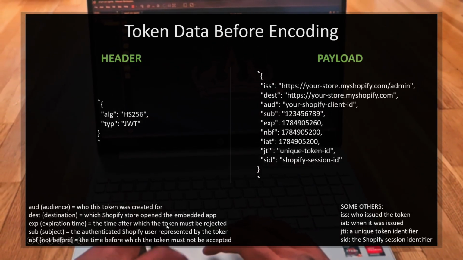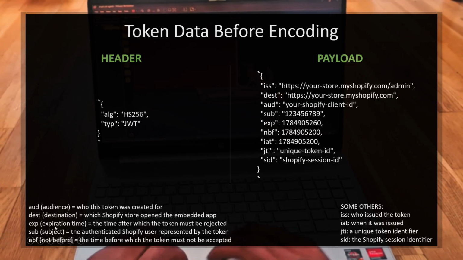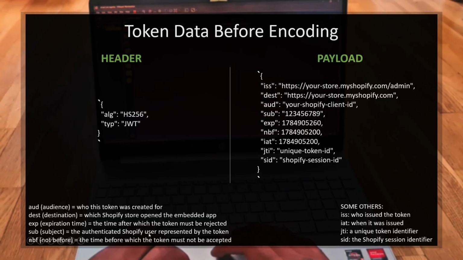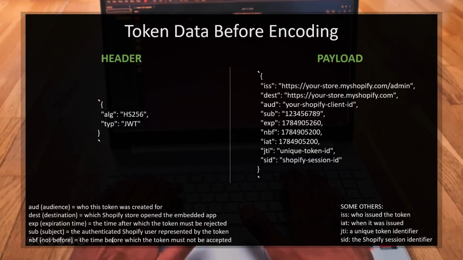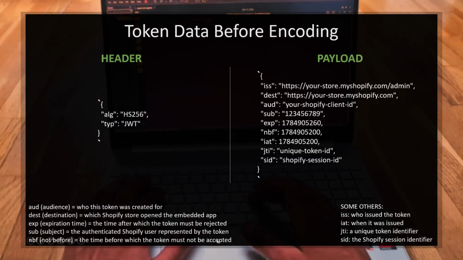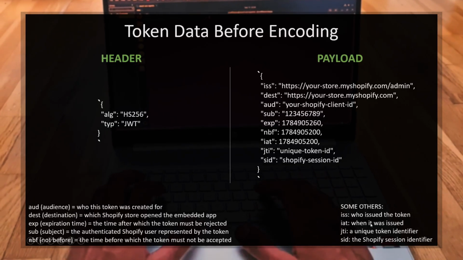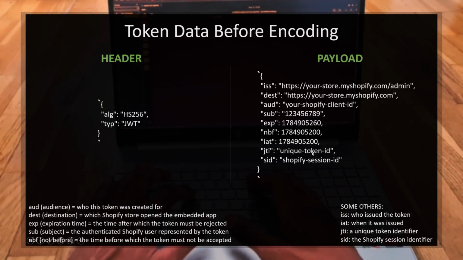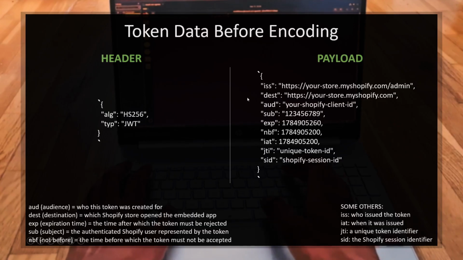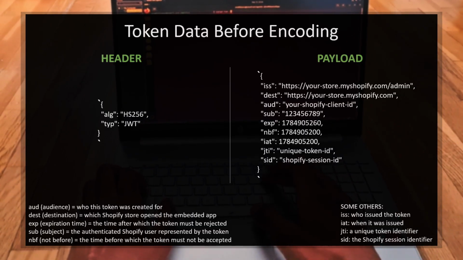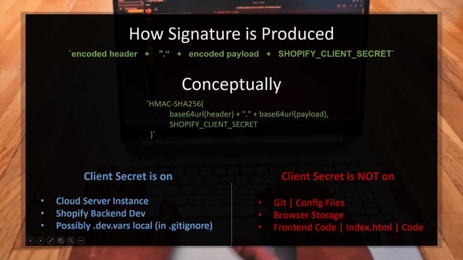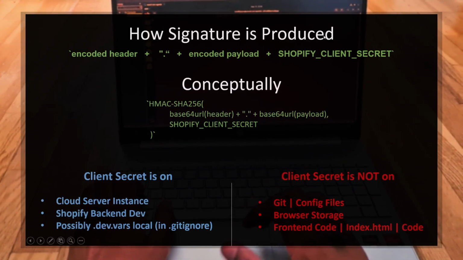There is the expiration, which is important. When it was issued also, and who issued the token, and so on. So there are some others. So after the signature, we're going to be checking those fields. So how the signature is produced, the encoded header.